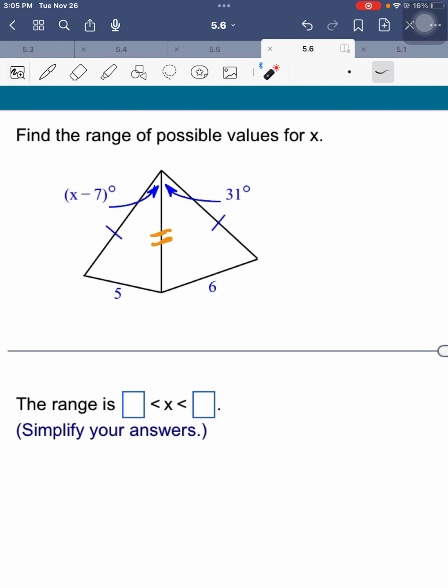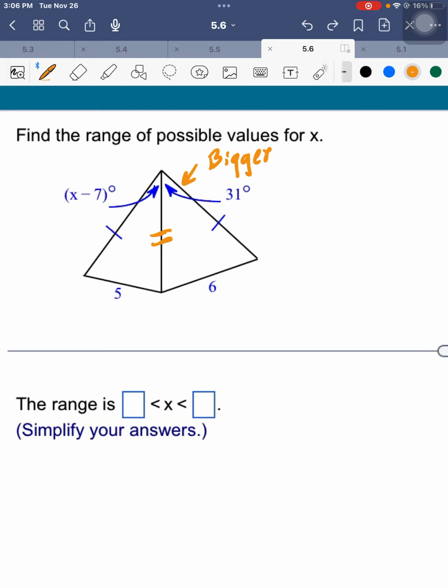Which angle is bigger? This one or this one? This one is going to be bigger. Why? Because it's opposite the bigger side length. 6 is greater than 5. So that means no matter what the x is for this answer, this degree could never be bigger than this degree. Okay?